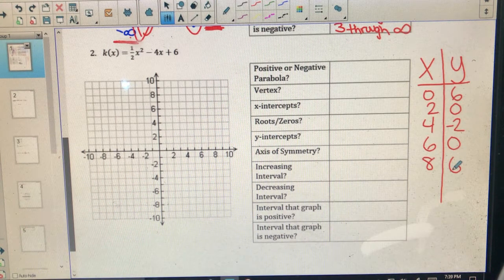So then you go ahead and you plot those 5 points on your graph. So on my graph, I start at (0, 6), which is right here. (2, 0) is here. (4, -2). (6, 0), and (8, 6). Again, it's a parabola, so try and curve it as you connect it. I'm going to do my best.